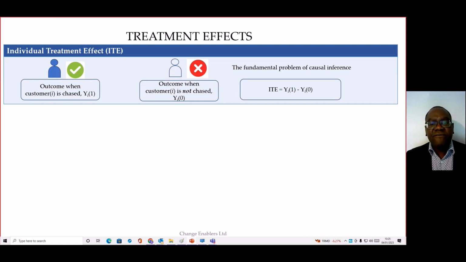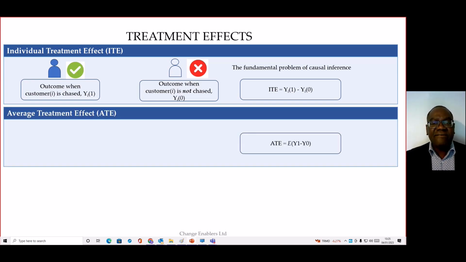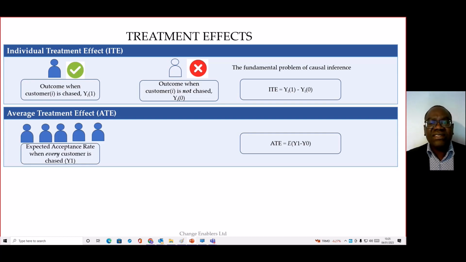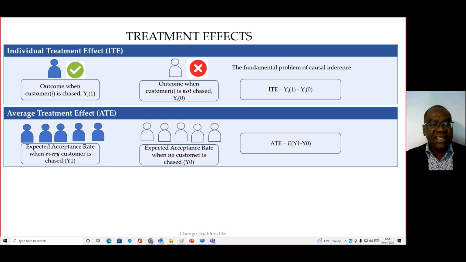To get around the fundamental problem of causal inference, we use the average treatment effect. And the average treatment effect is the total difference in outcome between when no one is treated, that's also referred to as without the policy, or when everyone is treated under the policy. In this example, when everyone is treated, 4 out of 5 individuals accept their offer, but when no one is treated, only 1 out of 5. Again, that indicates a positive treatment effect.